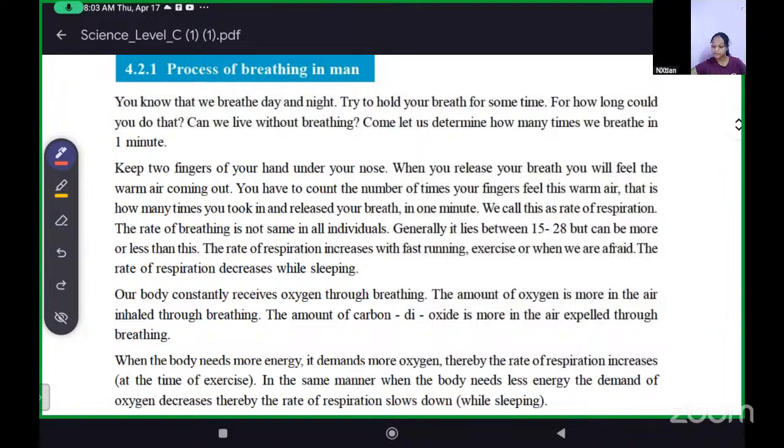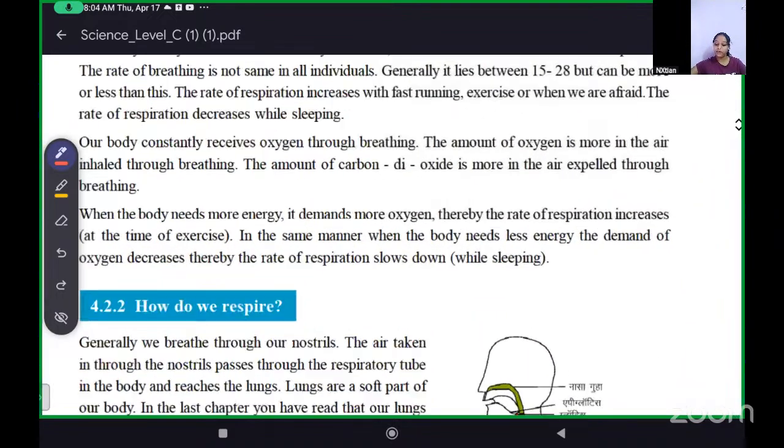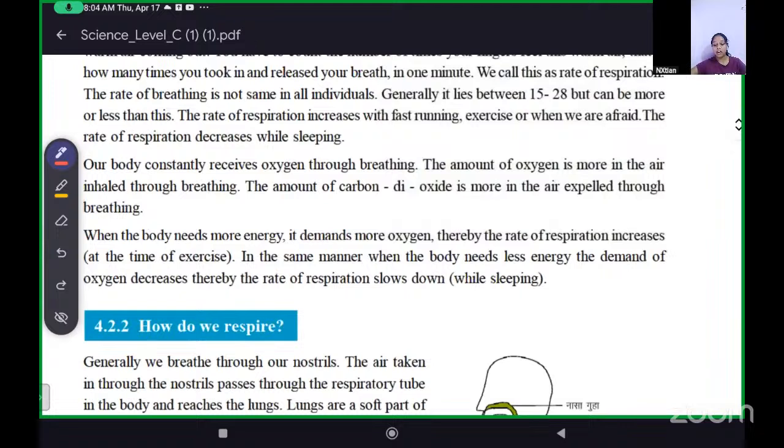Now, the rate of respiration increases with fast running, exercise, or when we are afraid. So when we are running fast, when we are doing exercises, or when we are afraid, our breathing rate increases. The rate of respiration decreases when we are sleeping. Now, our body constantly receives oxygen through breathing. Our body constantly receives oxygen when we breathe in.